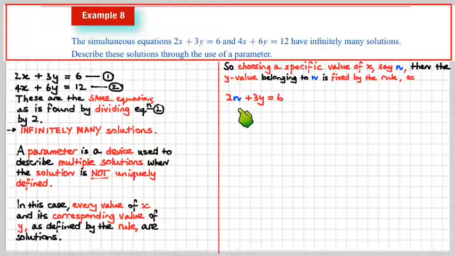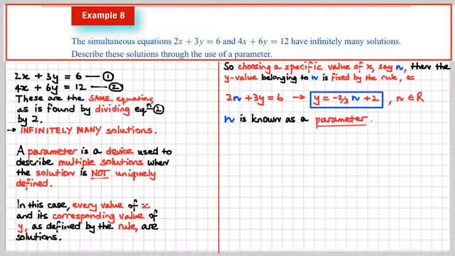So 2n, if that's our specific value of x, plus 3y equals 6, right? Because you've got to pick a value of x to get the value of y that belongs to it, because there's infinitely many x, y pairs as solutions. So if we solve that, we'll get y as minus 2/3 of n plus 2, where n could be any real number, because these equations work for any real numbers, okay? Yes? So n could be any real number.